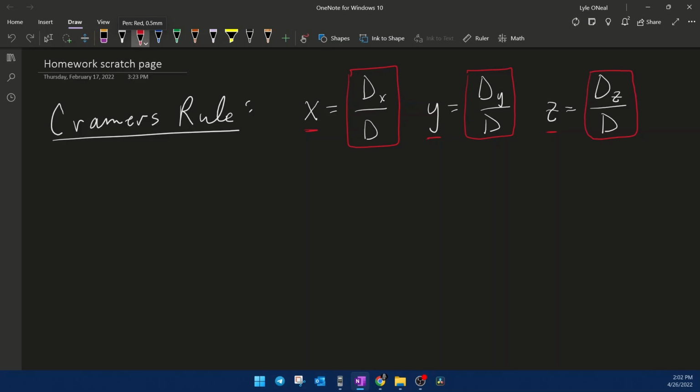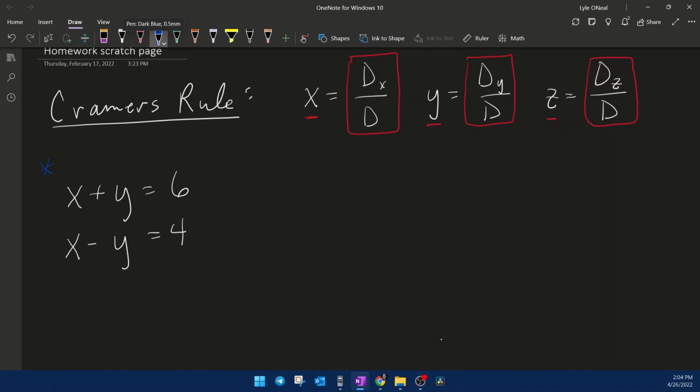Now, what do all of these D's, different D's, represent? Well, the D in the denominator, if you notice, those are all the same. That is the determinant of the coefficients of the variables. D sub x would be the determinant eliminating the x coefficients. D sub y would be the determinant eliminating the y coefficients. And D sub z would be the determinant eliminating the z coefficients. And that's a lot of talking. Let's actually put this into action and see how it works.